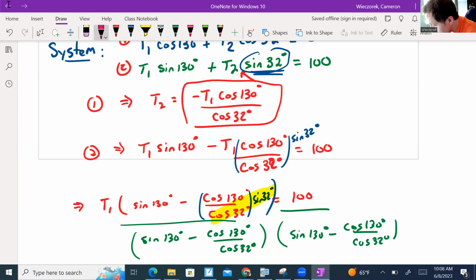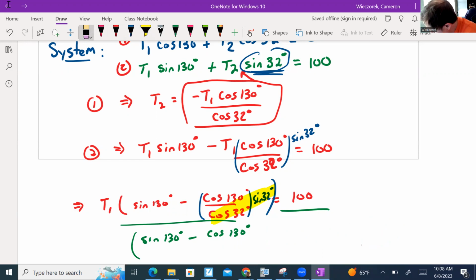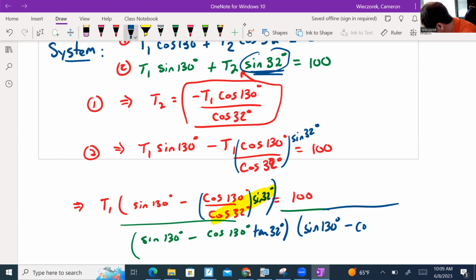So this would end up being, let me erase this part here, cos 130 times tan 32. We're going to divide this side by the same thing: sine 130 minus cos 130 tan 32. Sorry about that. Okay. Just a lot of algebra going on, easy to miss little parts of it. Okay, let's try that again.